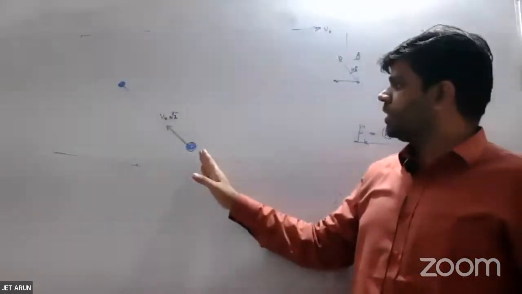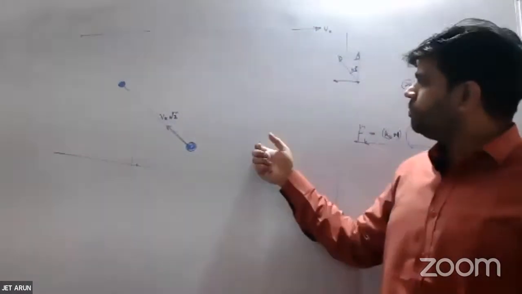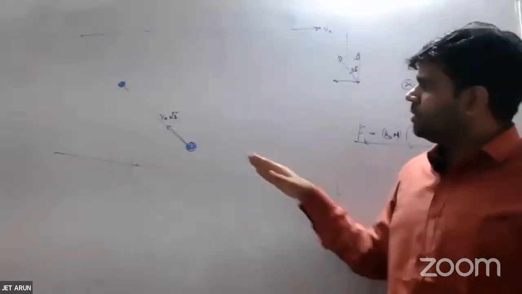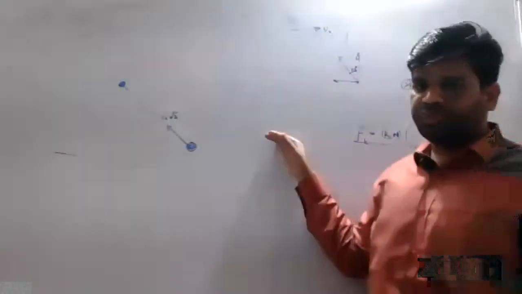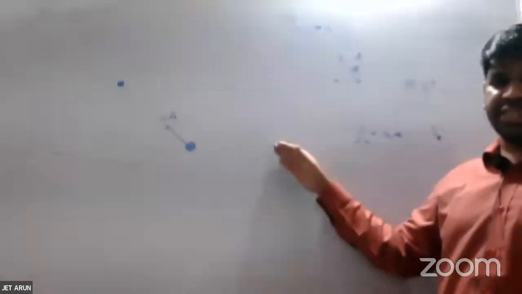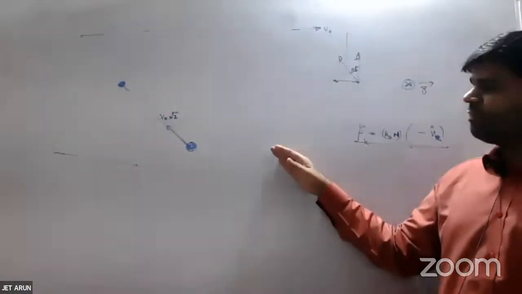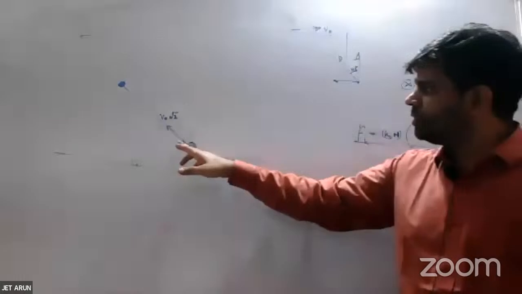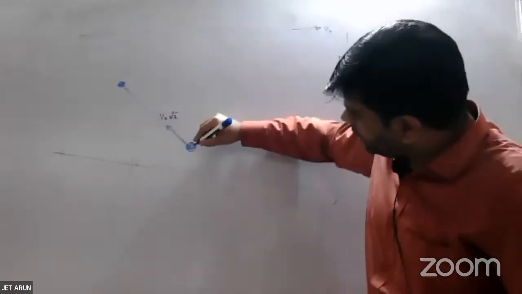The particle is actually moving upward with respect to the ground, but with respect to the plank, it moves in this direction. If the surface is smooth, it goes straight. But this is not smooth, this is a frictional surface. That means there is some friction on it, and friction will be opposite to the direction of relative velocity. If the relative velocity is in this direction, then friction is in this direction.